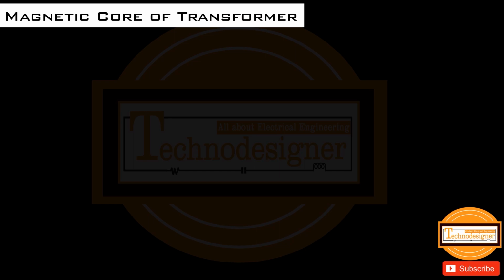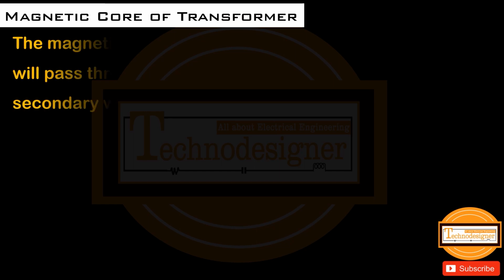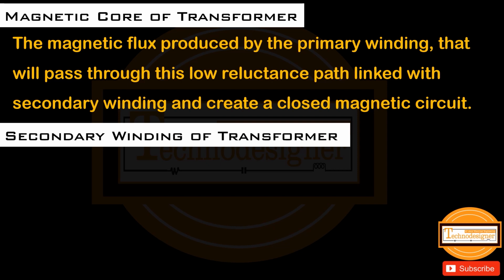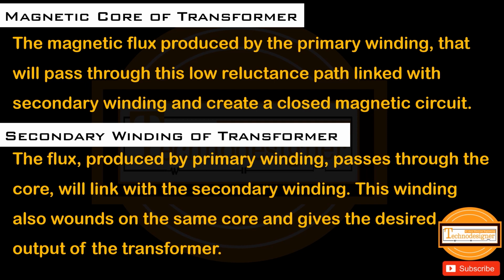Magnetic core of transformer. The magnetic flux produced by the primary winding passes through this low reluctance path, links with the secondary winding and creates a closed magnetic circuit. Secondary winding of transformer. The flux produced by primary winding passes through the core and links with the secondary winding. This winding is also wound on the same core and gives the desired output of the transformer.